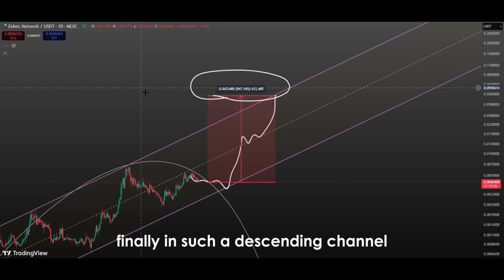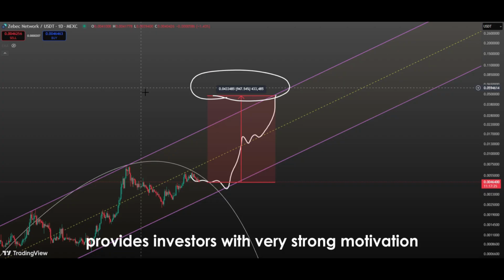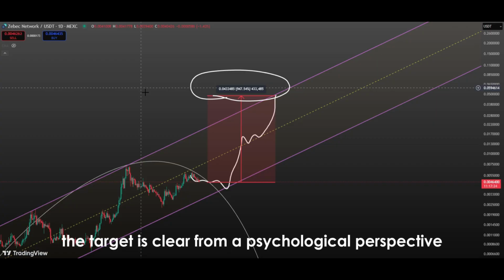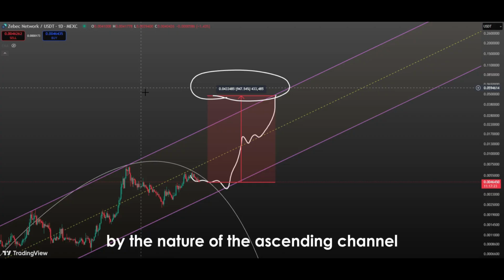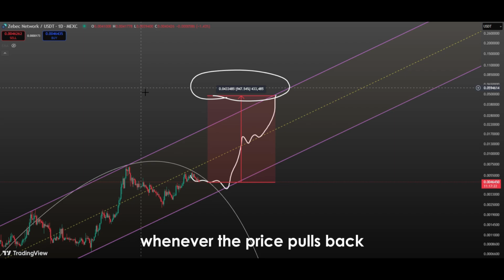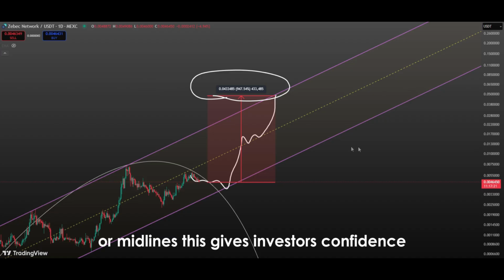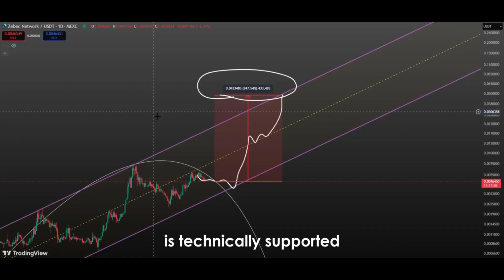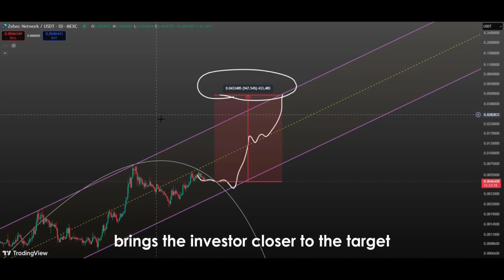Finally, in such an ascending channel, a 950% target provides investors with very strong motivation both technically and psychologically. From a technical perspective, the target is clear. From a psychological perspective, such a large potential keeps investors patient in holding their positions. By the nature of the ascending channel, whenever the price pulls back, it tends to bounce back upward from the lower or midlines. This gives investors confidence. The journey that starts with the midline breakout is technically supported until the upper band is reached, and each new rise brings the investor closer to the target.